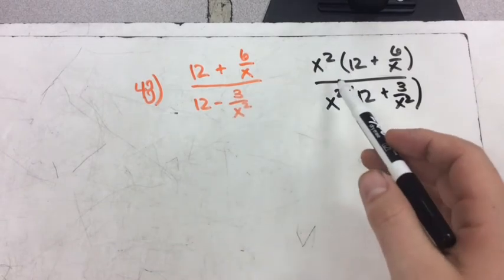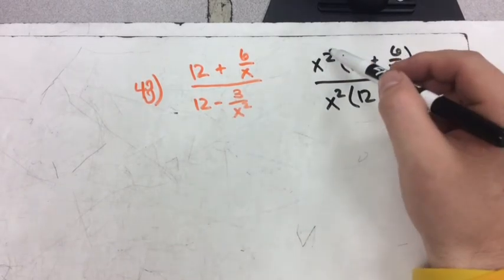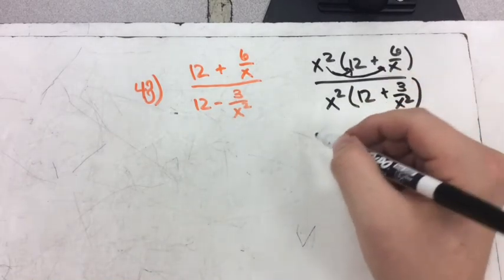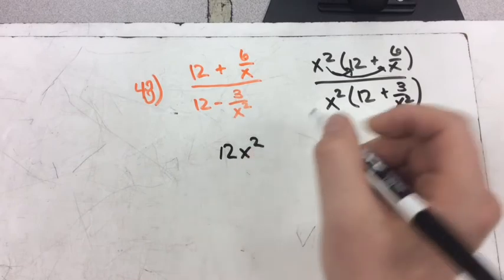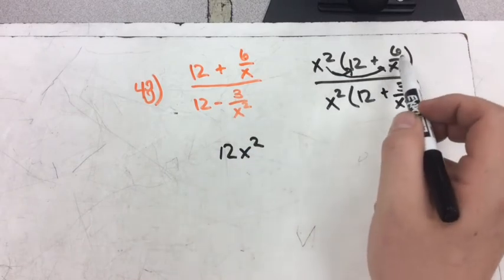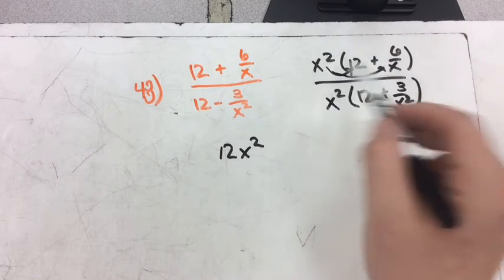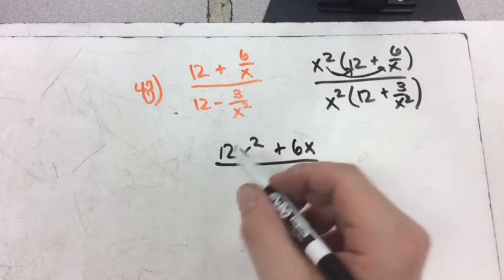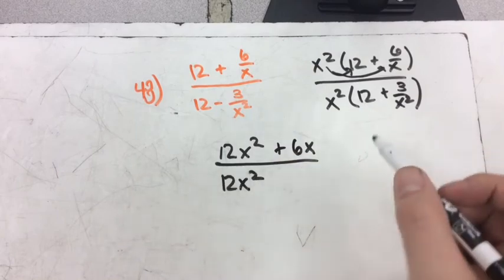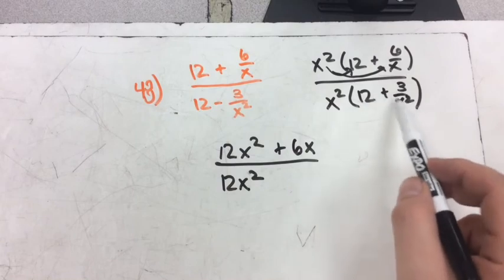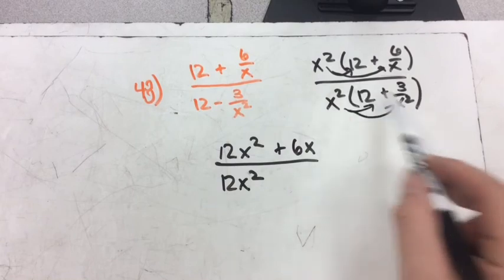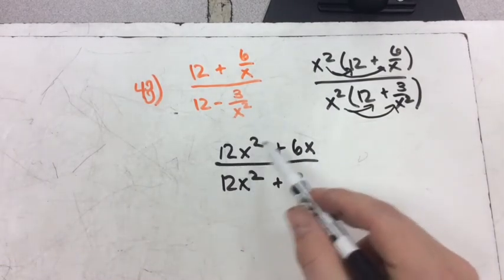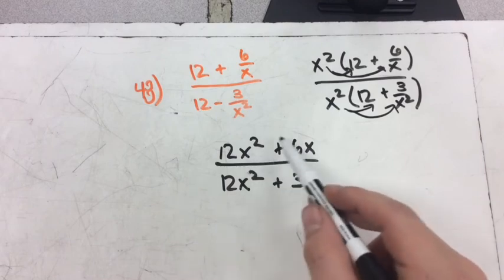Okay, so when we multiply this in, we've got to remember it goes to both pieces inside of the parentheses. So it goes here and then there. So 12 times x squared is 12x squared. X squared times 6 over x: one of the x's will cancel, so this is left with plus 6x. On the bottom, we'll get 12x squared. And then when we multiply to the 3 over x squared, the x squareds will cancel, so we'll get rid of that, like so. Once we're here, we need to start to look for simplifications.